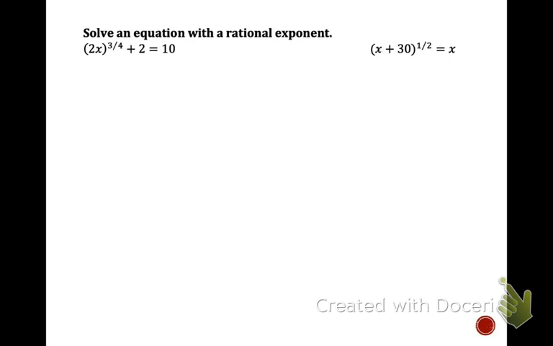We're going to isolate that rational exponent expression. So in our first example, we're going to start by subtracting 2 from both sides. Now we want to raise both sides to a power that will give us a power of 1. So remember, when you raise a power to a power, you can multiply. So let's raise it to the reciprocal power, because 3/4 times 4/3 is 1. So we get 2x to the first power equals 8 to the 4/3 power.